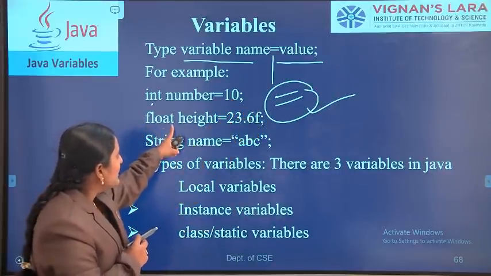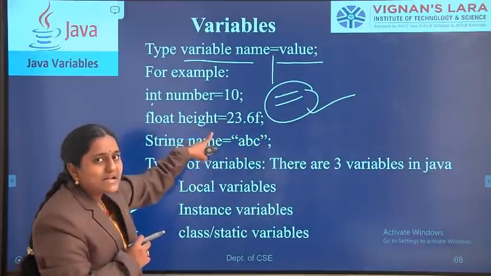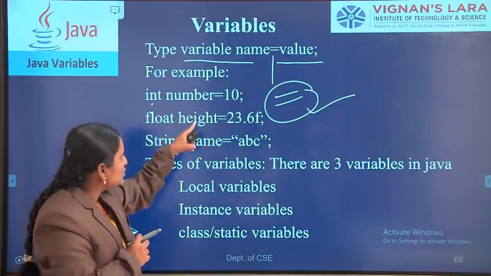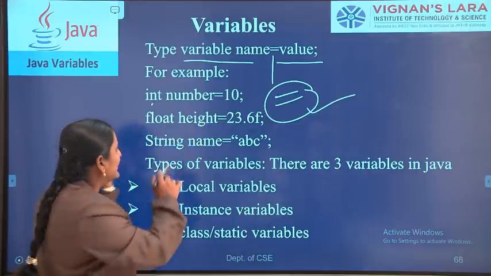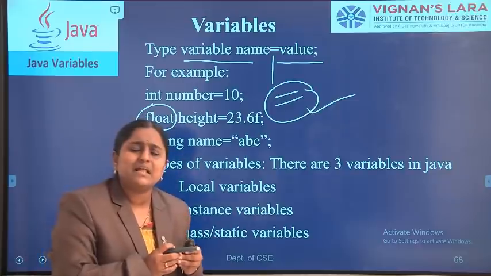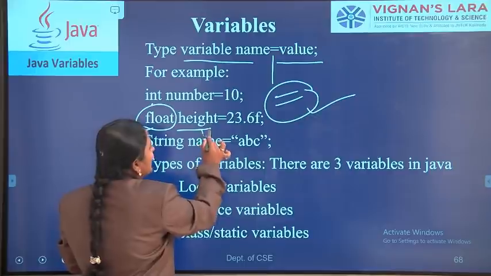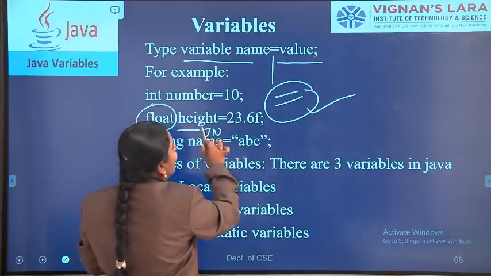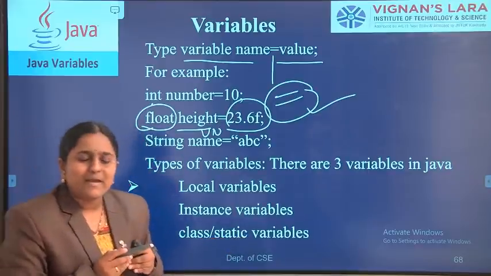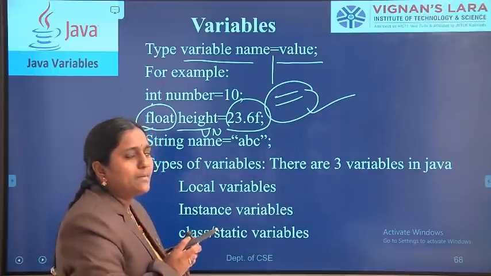Next one, float height equal to 23.6f. Here height is the variable name and float is the data type. The height variable holds which type of data? Float data type. How many bytes does float occupy in memory? 4 bytes. How can we assign a value to the variable? By using the assignment statement.